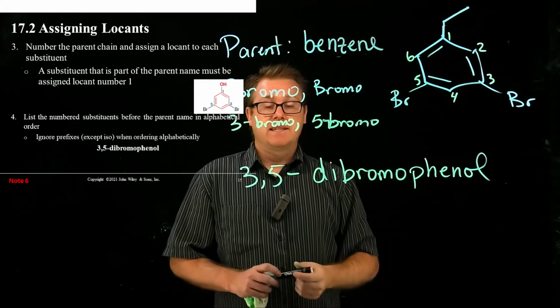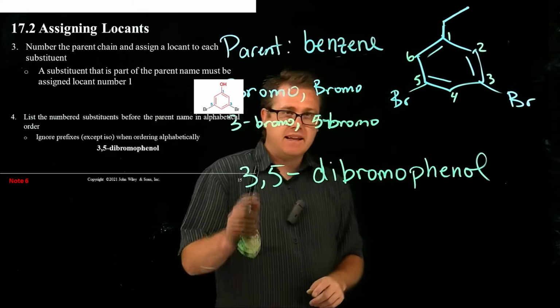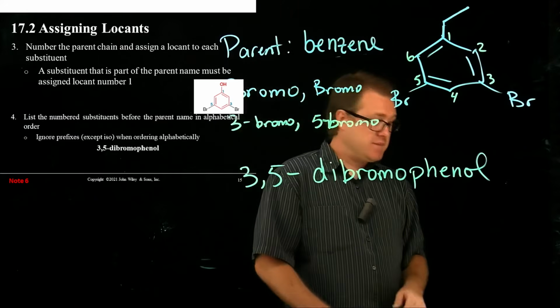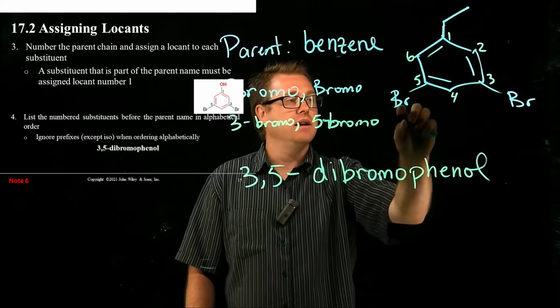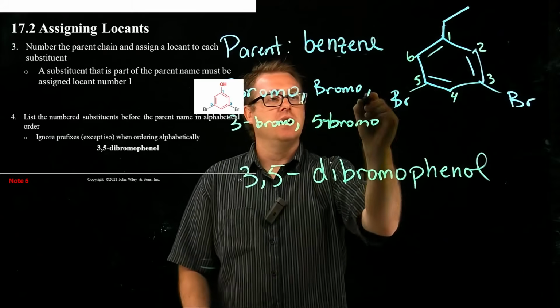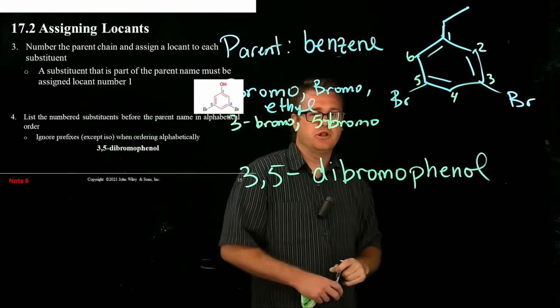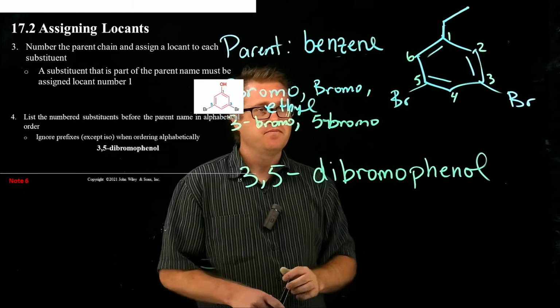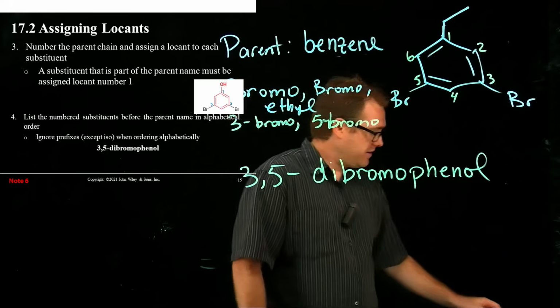So that would be step 1, naming the parent name, right? The second step would be to name the substituents. We have the bromos, great, okay? But now we have another one, we have our ethyl group. 2 carbons is an ethyl group. Now we have all of that.